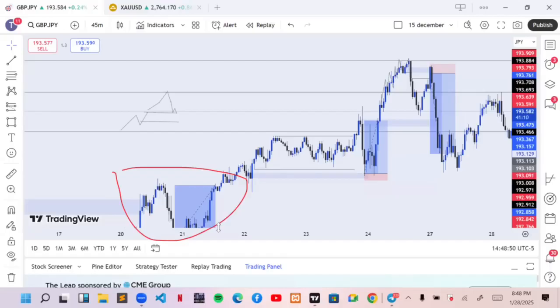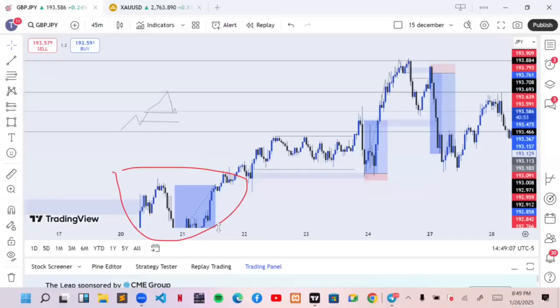For example, if it comes to a breaker or another block and then breaks past it, the other block becomes what? It becomes a failed order block. And what does that mean? It means it's now a breaker. So you now have to wait for price to come back to that same order block that failed, and you continue taking a sell again.